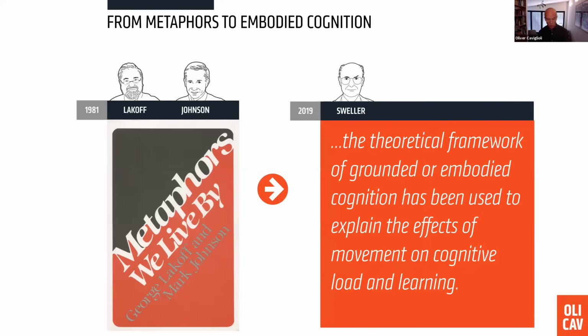John Sweller wrote a review of cognitive load theory, and in it he explained how he now has to include embodied cognition, which itself was a whole discipline that's born entirely from this book, and acknowledged in the academic papers.